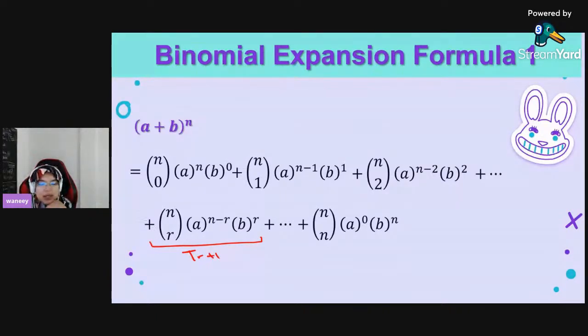So nCr a^(n-r) b^r, and when we start, we should be able to finish at nCn a^0 b^n. Do notice that when you start, you are starting with nC0, and the final one is nCn. Okay, so that is the first formula. Again, I repeat, this is only true if n is a positive integer.